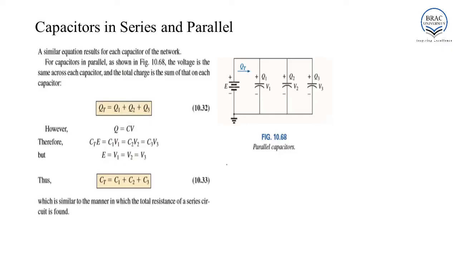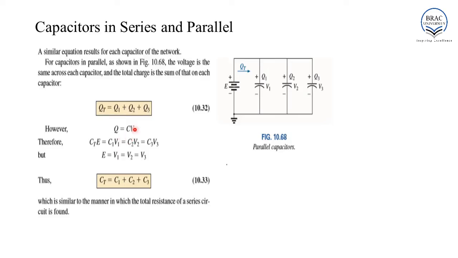For capacitors in parallel, the voltage is the same across each capacitor and the total charge Qt is the sum of each of the charges on each capacitor. That is, Qt will be equal to Q1 plus Q2 plus Q3. We know that Q is equal to CV.